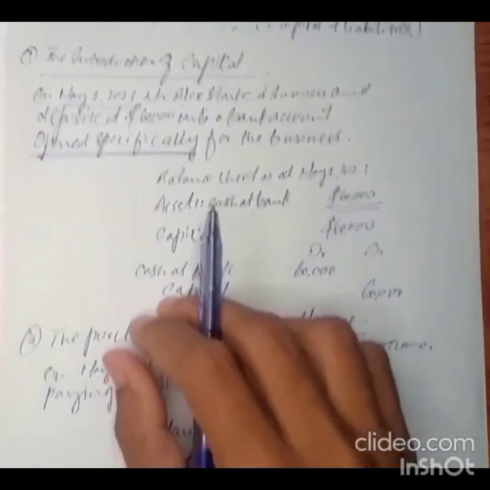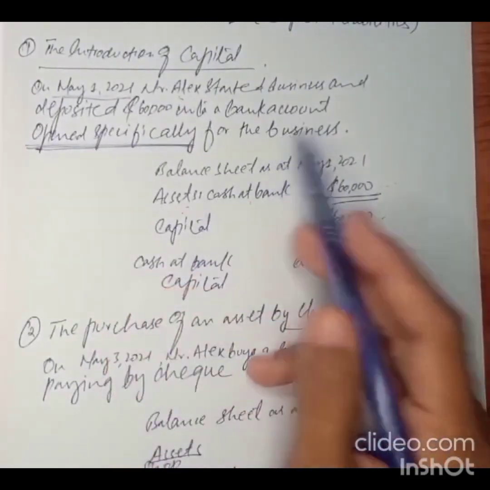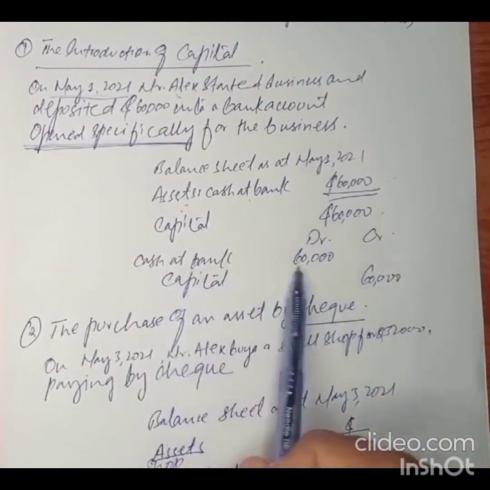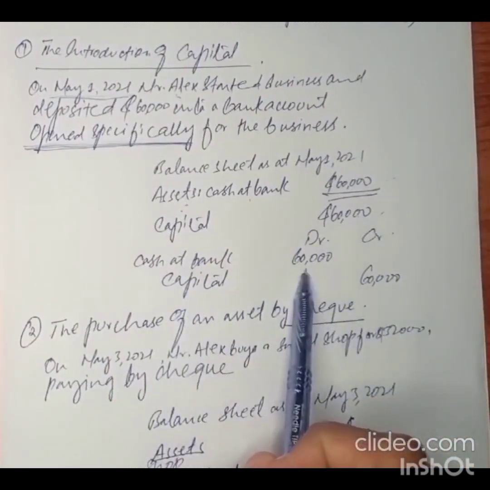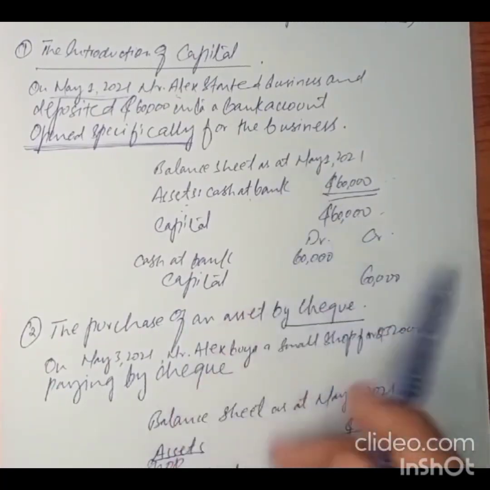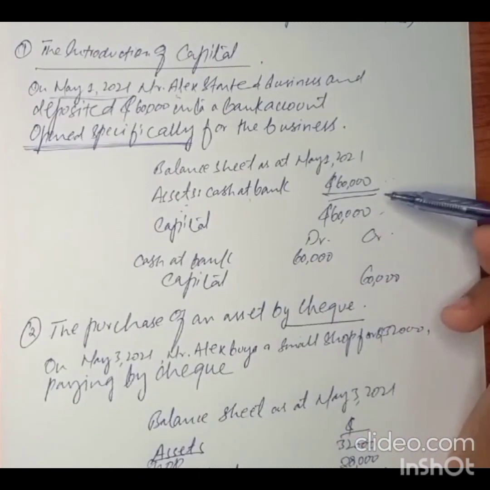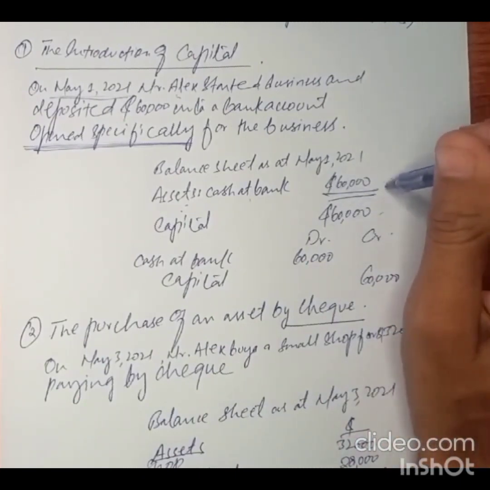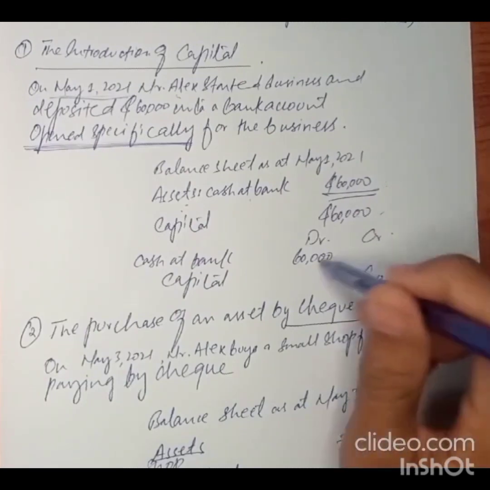When we pass the journal entry of this transaction, it should be cash at bank debit and capital account credit. So this is the same concept. Here we are explaining the impact in the balance sheet, and it is the journal entry, like debit and credit.